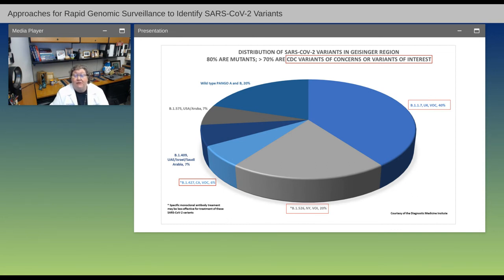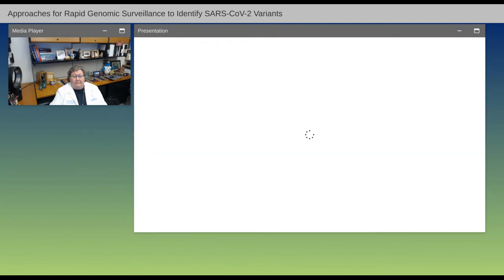Two are not variants of interest or concern, but we were able to identify a proportion: 40% of the B.1.1.7, 20% of the B.1.526, and 6% of the B.1.427. So we were able to confirm for our epidemiologists that we have these variants of concern in our population, and we will likely just perform this surveillance from time to time to be monitoring for the Delta variant and such. And if we have any kind of unusual events, we will also do that.